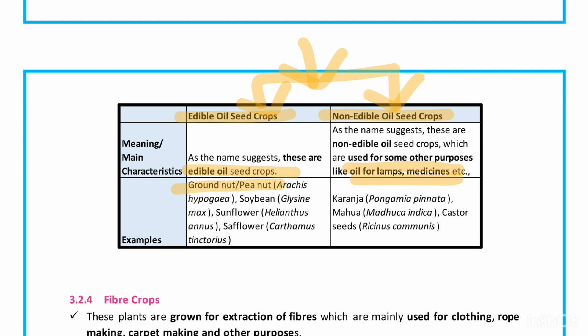Examples: groundnut oil, soybean oil, sunflower oil, safflower oil. These are all edible oils. On the other hand, there are non-edible oils, like karanja and mahua.